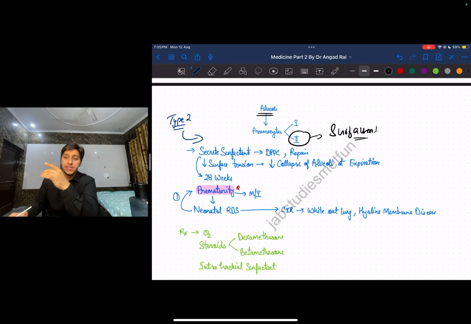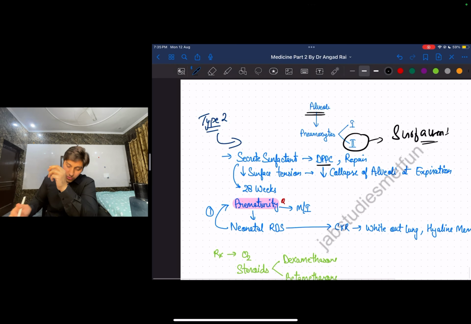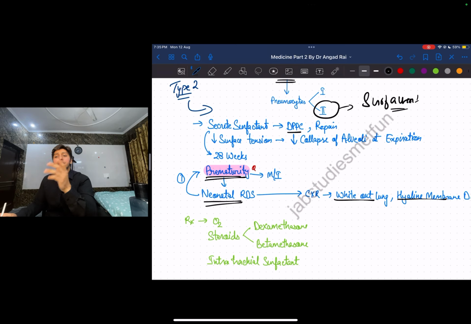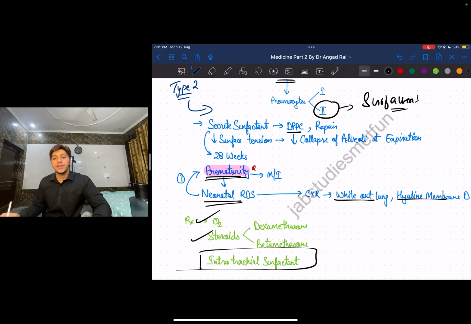Okay. What is there in surfactants, guys? It is DPPC, dipalmitoyl phosphatidylcholine. Okay? If you talk about the causes, the cause will be prematurity. Prematurity means, as we talked about, neonatal respiratory distress, you will have whiteout lungs, hyaline membrane disease. Eventually, you have to give oxygen therapy, steroids, and mainly you have to give intratracheal surfactant.